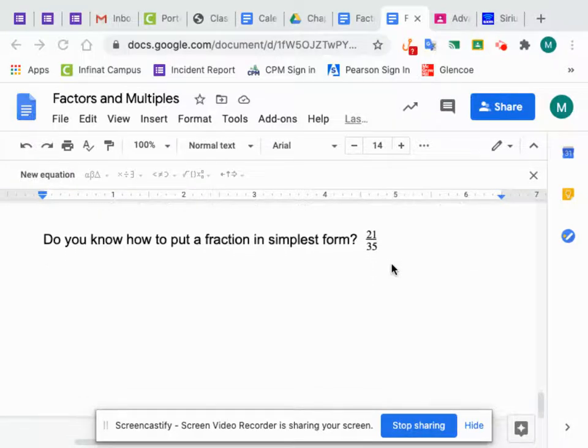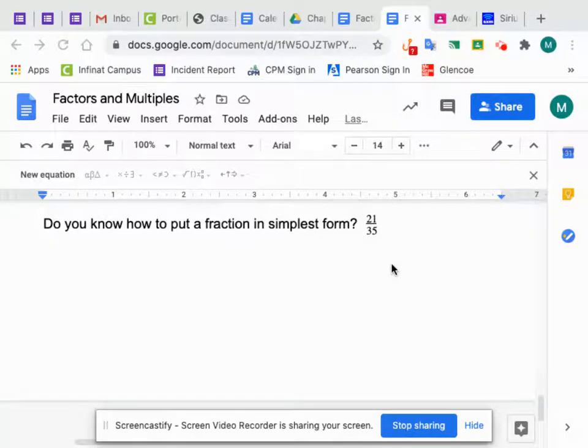The last problem here, so this is supposed to be something that is review, reducing a fraction into simplest form. So I need to figure out which is the largest factor that's going to go into both of these. Well, I know that 7 goes into each of them, so I'm going to divide both the top and the bottom by 7 to get 3/5, and that would be my final answer.